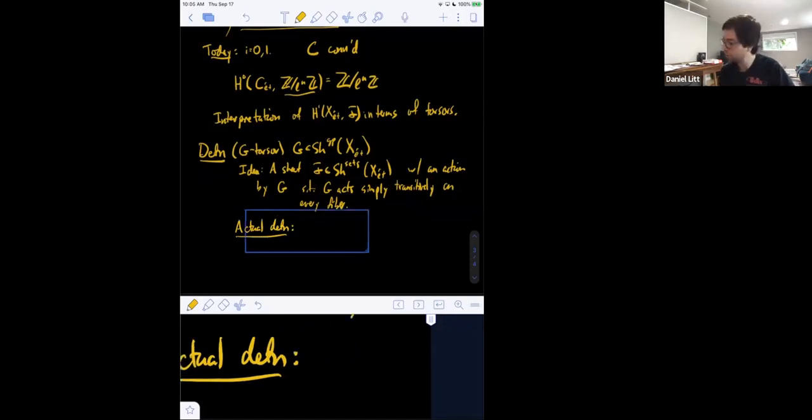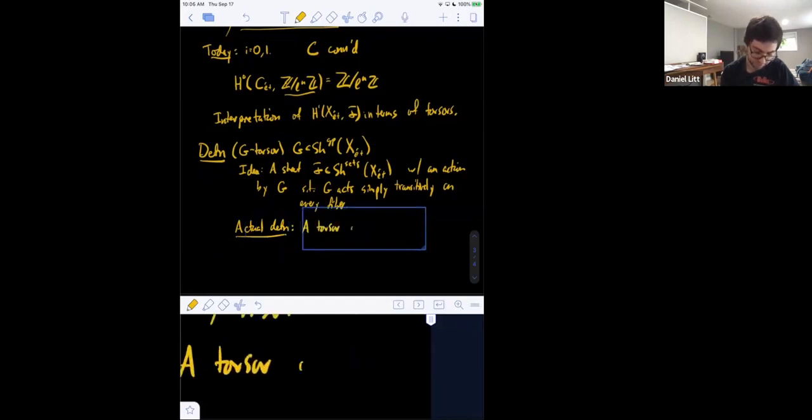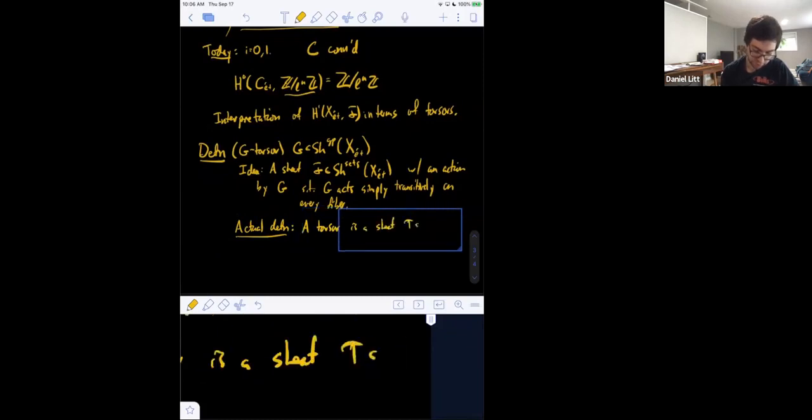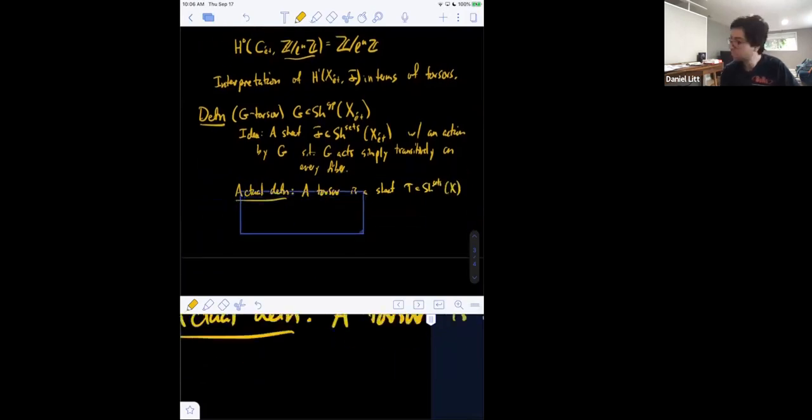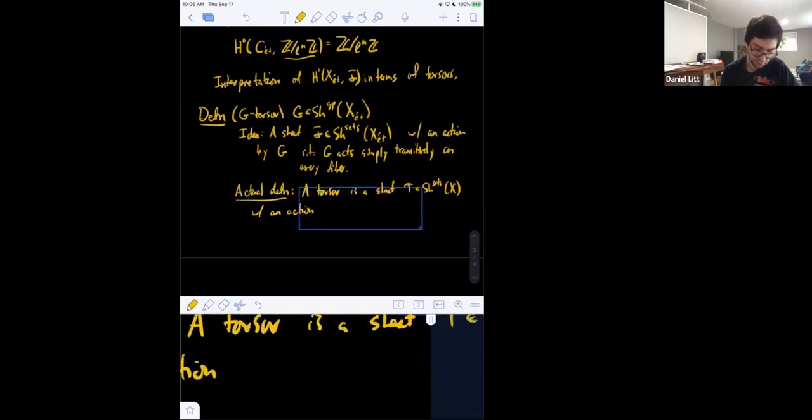So the actual definition is that a torsor is a sheaf T in sheaves of sets on X with an action. So far we're just doing the same as the idea definition. G times T to T.